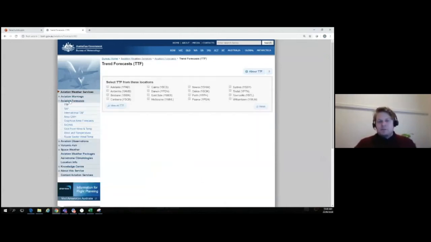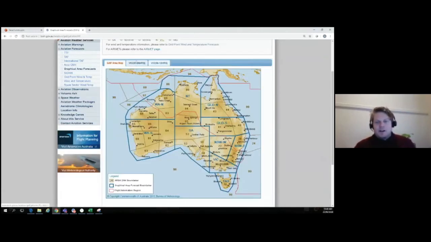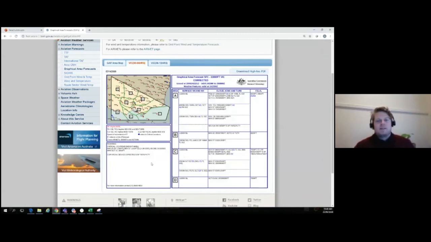And we've also got, so the graphical area forecasts give you an overview of the weather expected below 10,000 foot in a specific area. So it'll have showers, thunderstorms, fog, all the hazards associated with aviation. There's also information on how to read these as well on the page.